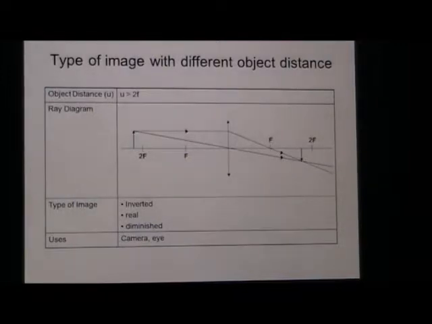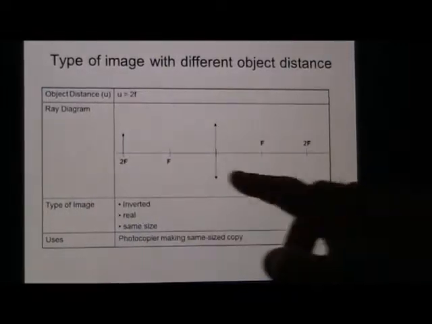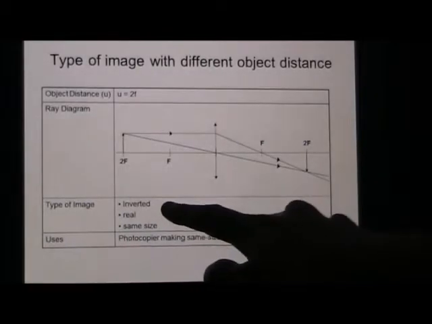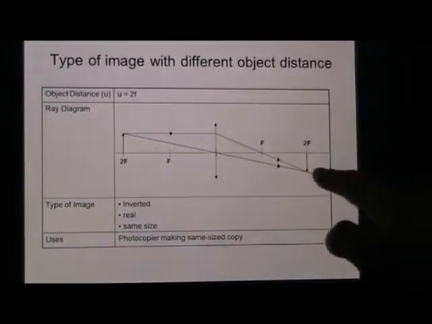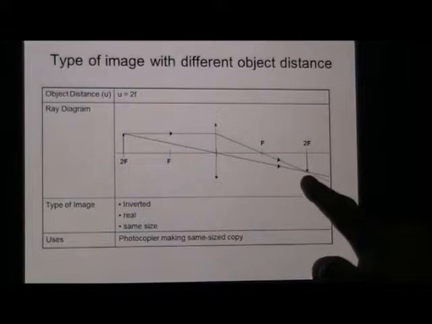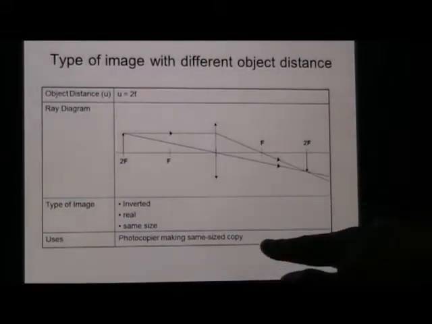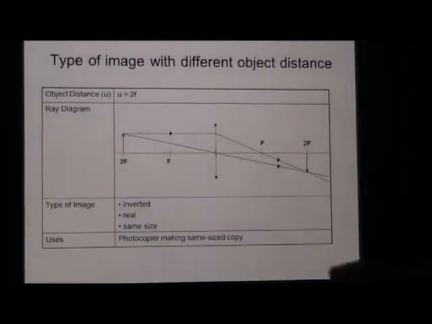Next, we move the object nearer to the lens at 2f. At 2f, same thing, we draw the three rays. Horizontal and cut the focal point. Next, cut through the center of the lens. We can draw the image. We find that the image is inverted. It's real because it's on the opposite side of the object, and it's now the same size as the object. The use for this is for a photocopier, making the same size copy.